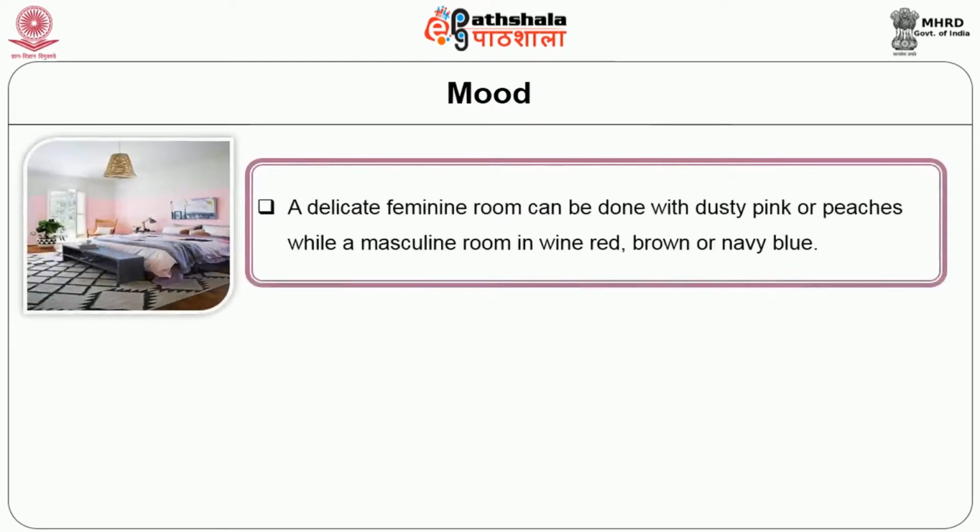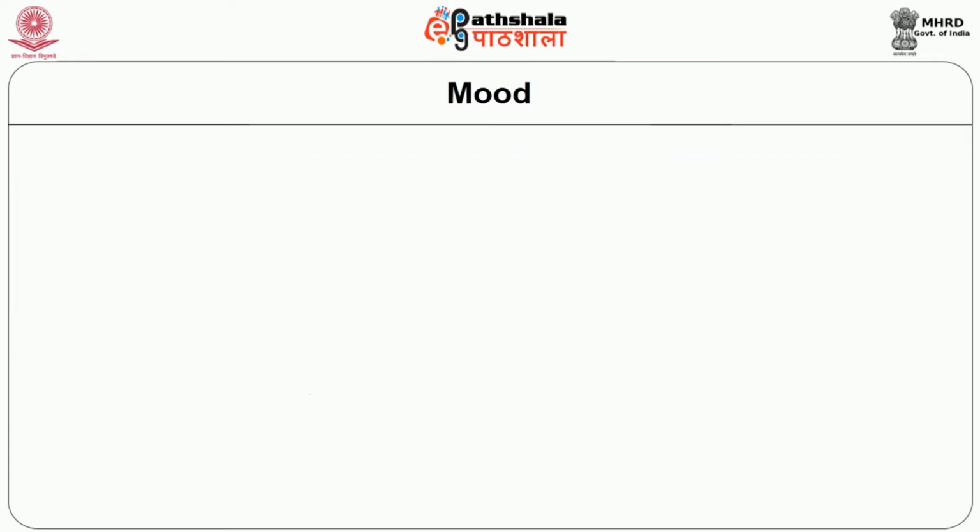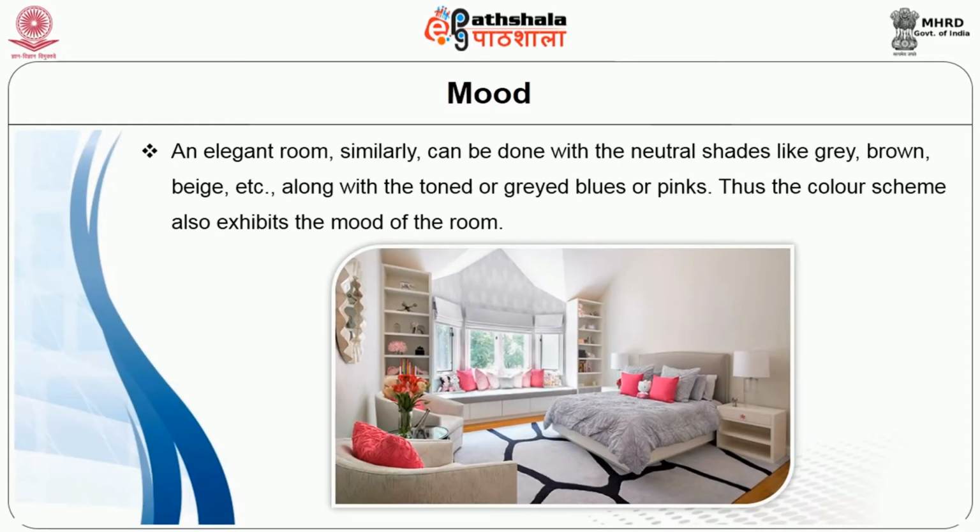A delicate feminine room can be done with dusty pink or peaches, while a masculine room in wine red, brown or navy blue. A living room, which is an activity-centered room, would require a color scheme with electric blue, lemon and white with a small quantity of bright red. An elegant room similarly can be done with neutral shades like grey, brown, beige, etc., along with toned or grayed blues or pinks. Thus, the color scheme also exhibits the mood of a room.